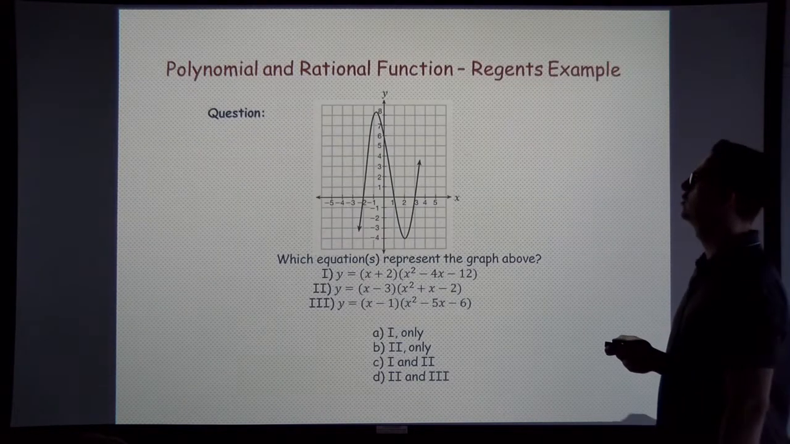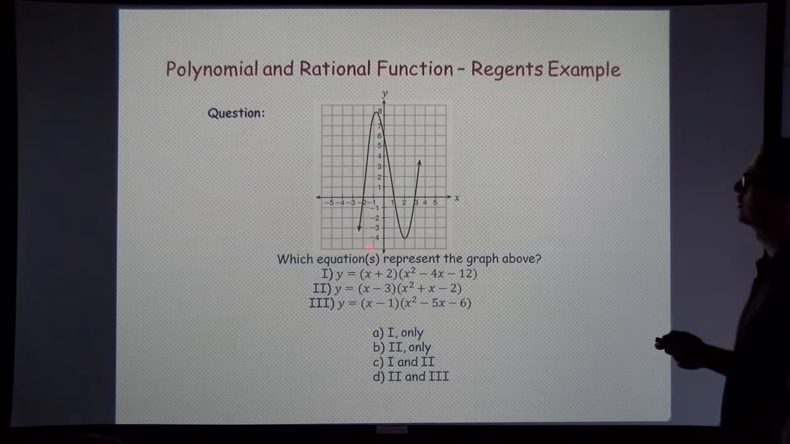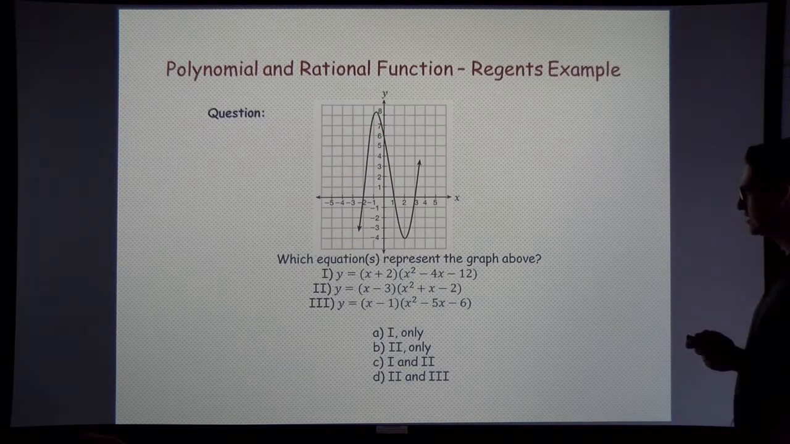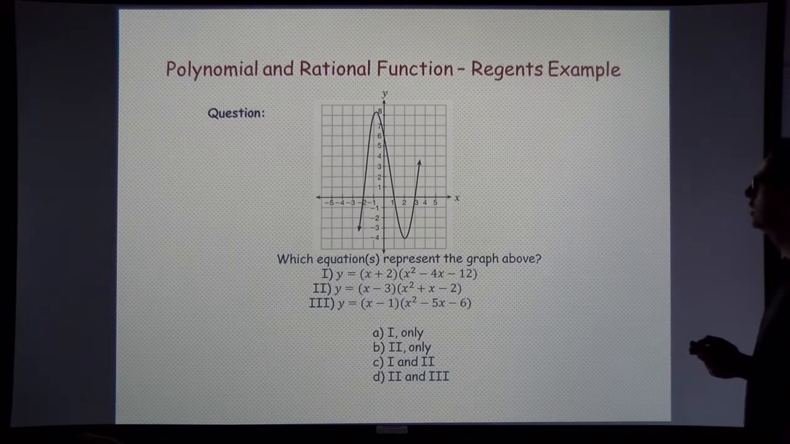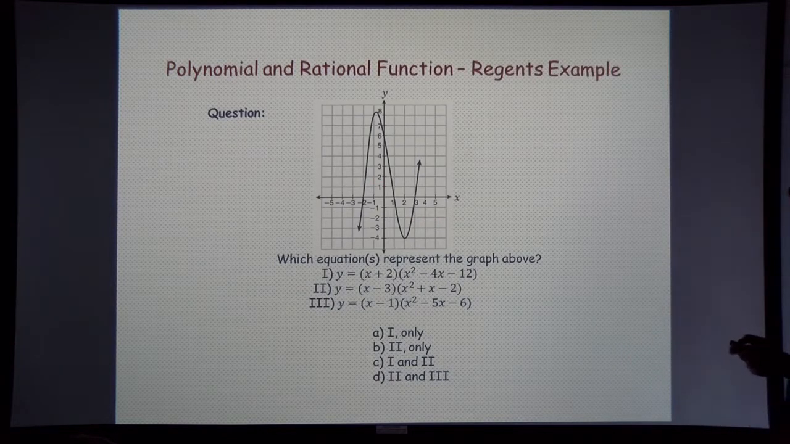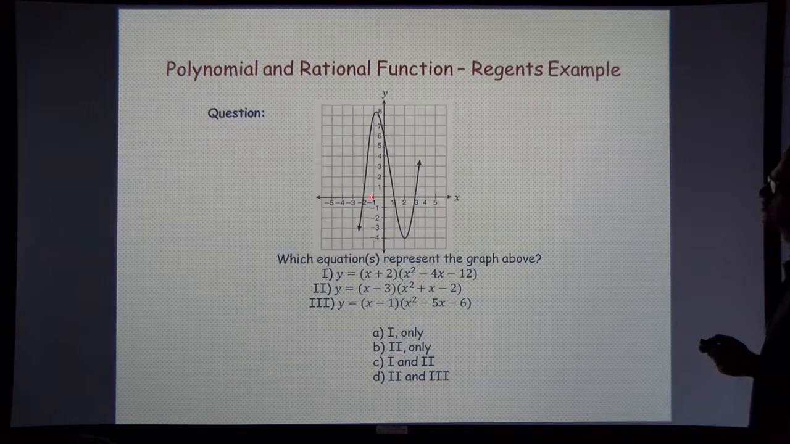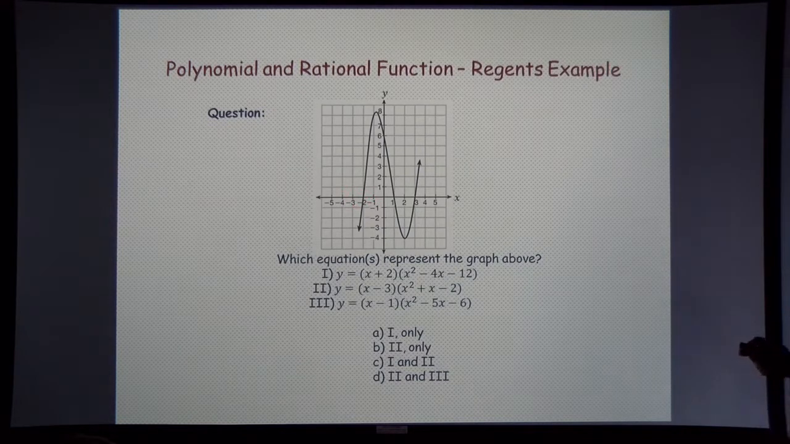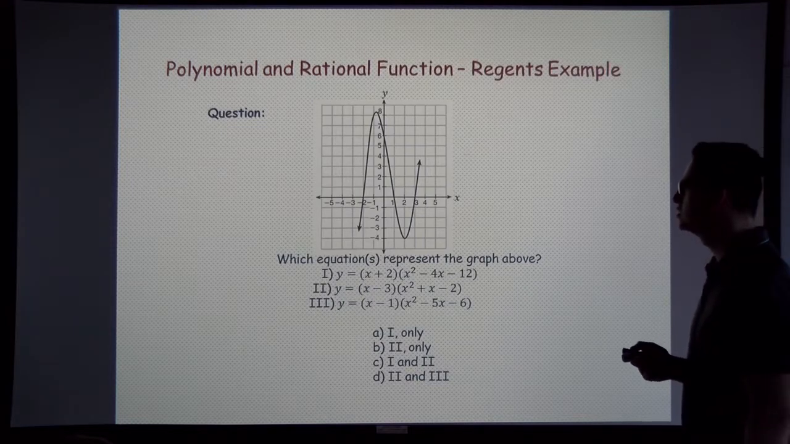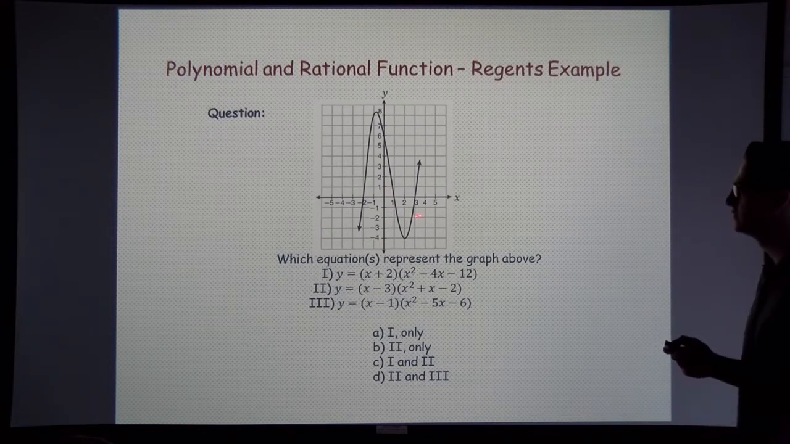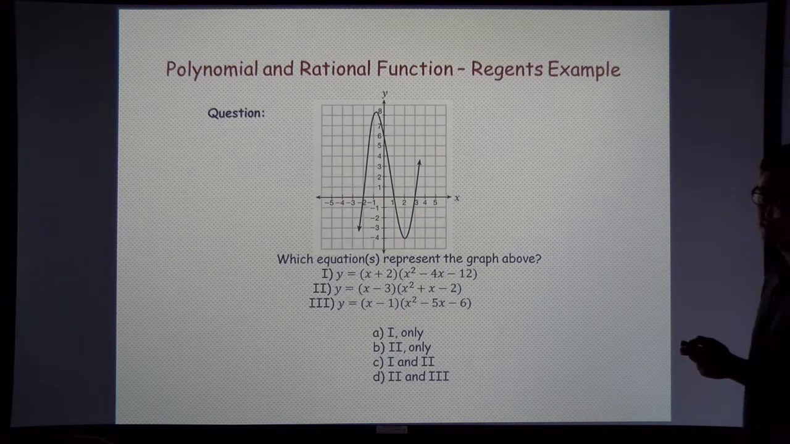So if we have our question here, we're given our graph, which equation represents the graph above? What you really want to look for here is where your lines are crossing through your x-axis. If you see it's crossing through -2, +1 and +3, knowing this information of where it's crossing our x-axis, which equation is going to represent our graph above the best?